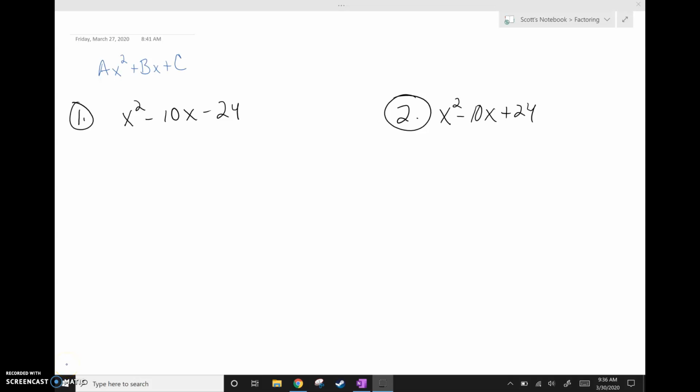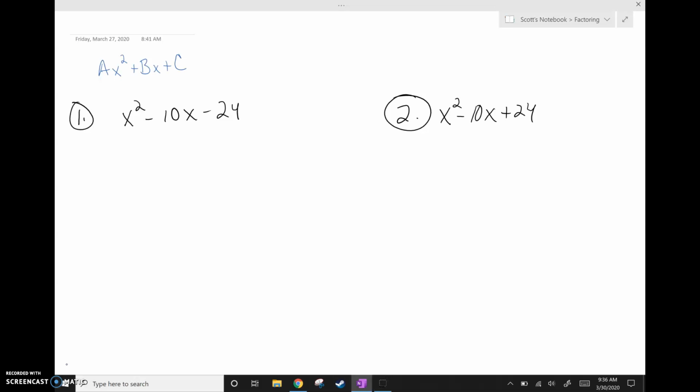Hello guys, today I'm going to give you a little refresher on factoring, which is something you did in Algebra 1, and you will be doing more in Algebra 2 as well. This is just going to be a quick refresher. If we look at these two, these are called trinomials because they have three different terms. They're also called quadratics because they have an exponent of 2.